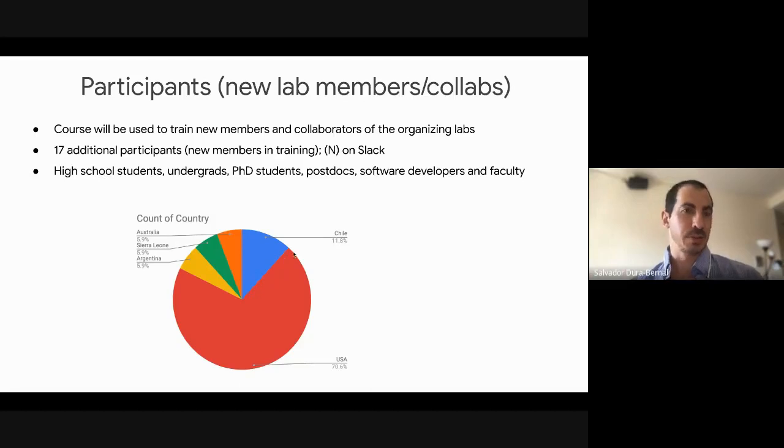I just included this here because it's interesting. Most of them come from the US, but we do have one from Argentina, from Sierra Leone, from Australia, and from Chile. So some diversity there as well.